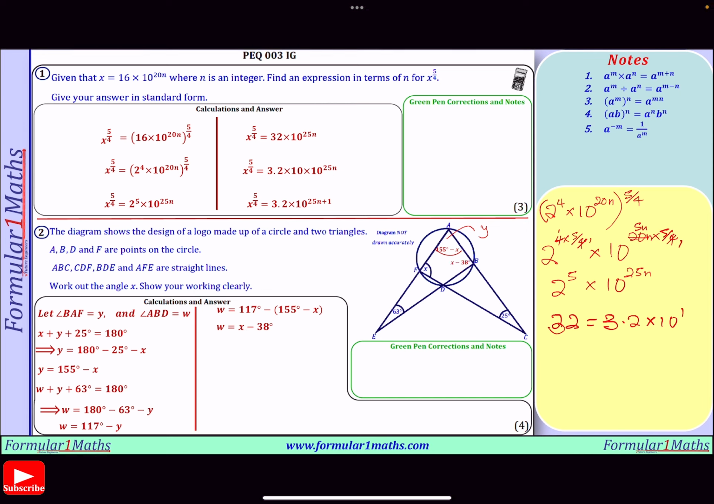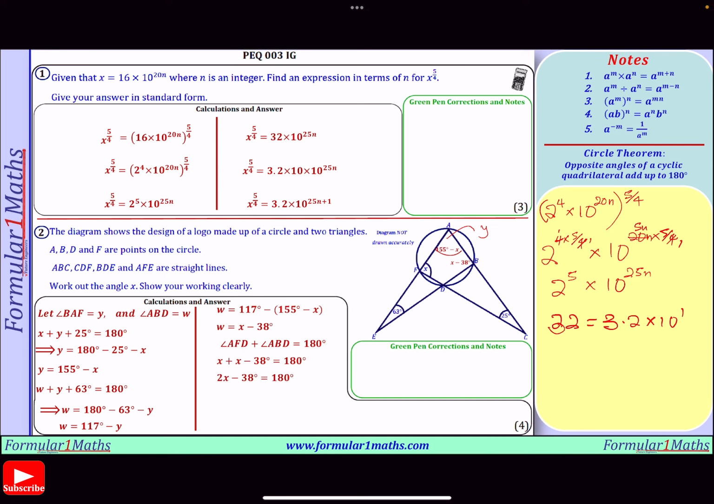One of the circle theorems states that the opposite angles of a cyclic quadrilateral add up to 180. And as you can see, ABDF is the cyclic quadrilateral, and these angles here, x and x minus 38, must add up to give 180. And so we get this equation. We can now solve this equation for x as follows.